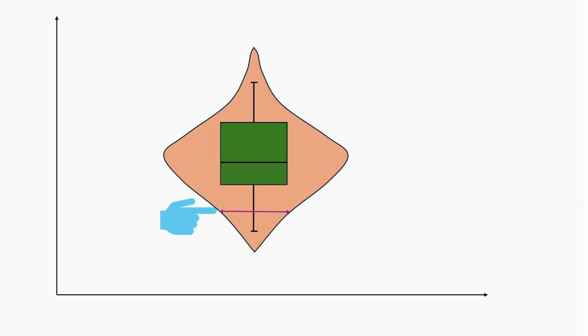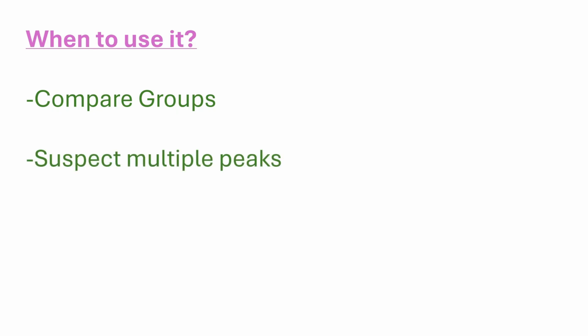Now, when to use it, when to draw a Violin plot? When we want to compare different groups consisting of numerical datasets, then we can draw a Violin plot. If we suspect there are multiple peaks inside the dataset, then we can draw a Violin plot to confirm it. If we want to know the distribution of the dataset, then we can draw a Violin plot.